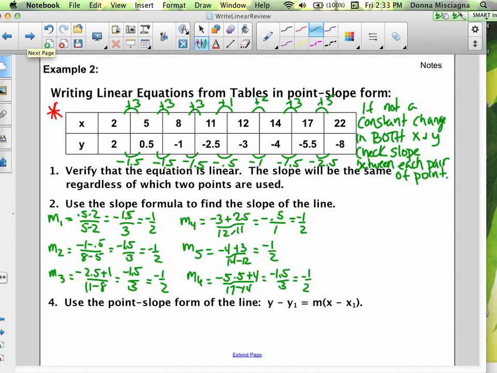And the last pair of points, slope 7: -8 minus -5.5 is the same as plus 5.5, divided by 22 minus 17. So -8 plus 5.5 is -2.5, and 22 minus 17 is 5, and 2.5 is half of 5. So that's, again, -1/2. So we clearly have a linear function here, right? We have a constant rate of change.